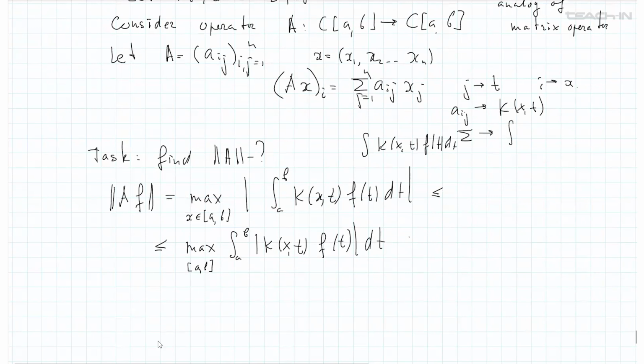Then this is, again, like two norms, two moduli in the multiplication. So the absolute value of f(t) is, of course, less than the norm of the function f. Yes, because it is the value at some fixed point, and this is the maximum over all points. So we obtain the following estimation.